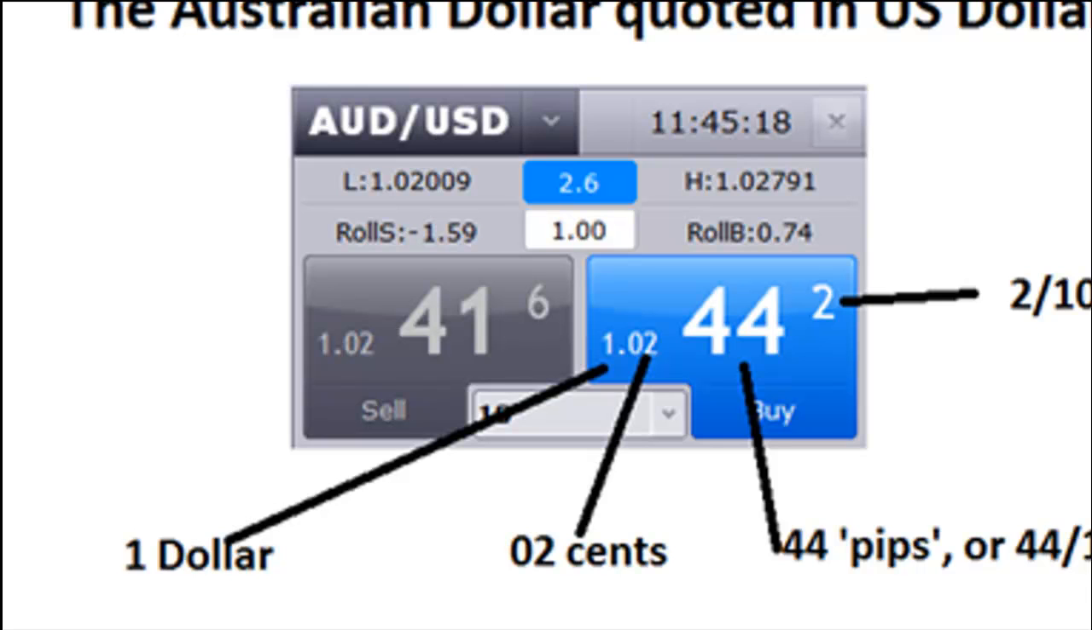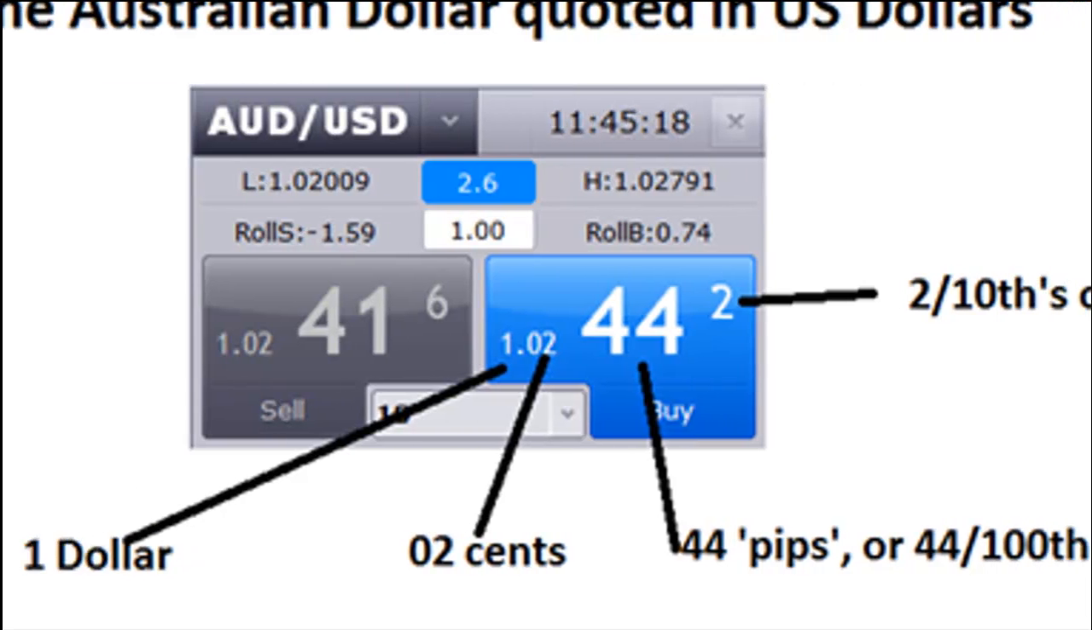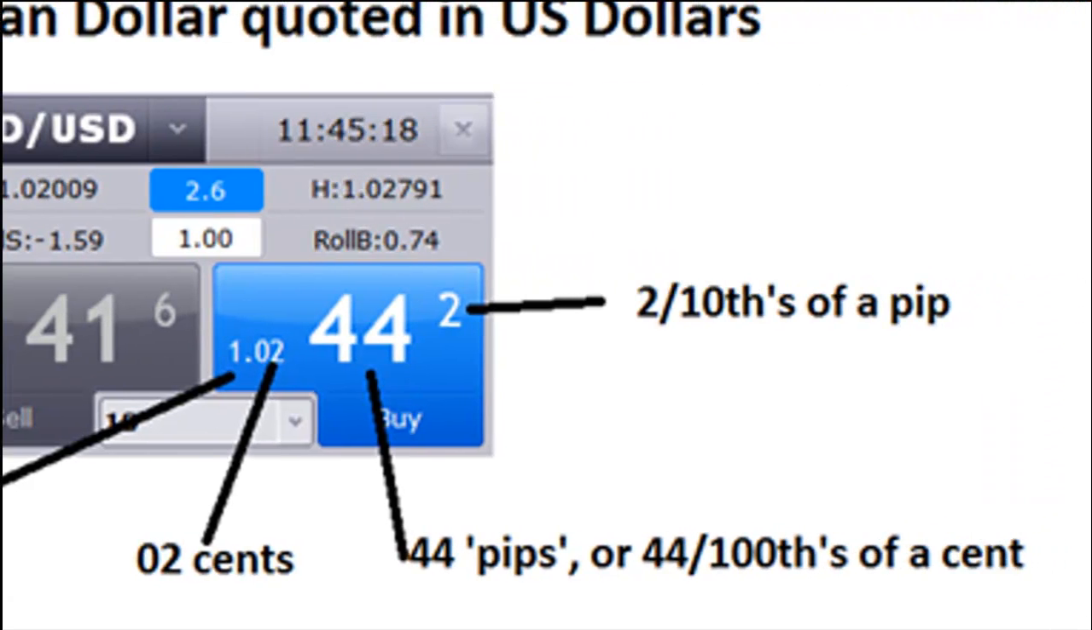The 2 cents is the next 2 digits. Well, you're used to that. You're used to saying $1 and 2 cents, aren't you? The pips are these numbers then which follow. In this case, it happens to be 44, which actually is 44 100ths of a cent. Hence, it's called a pip. It's so small. So it's 100ths of a cent.